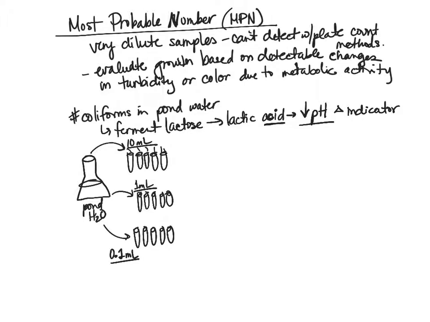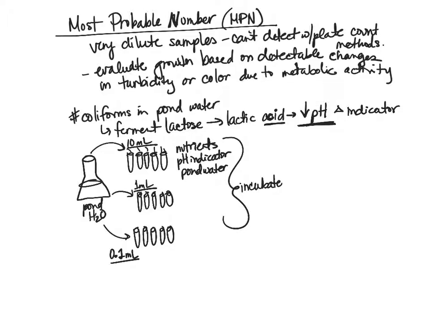In this solution, we have, again, a pH indicator in the medium. So in here we have nutrients for the cells to grow that they're going to like, and then we have the pH indicator. And then, of course, now we've added the pond water. Then we can incubate these test tubes, and when they come out, we have our five of each of them.